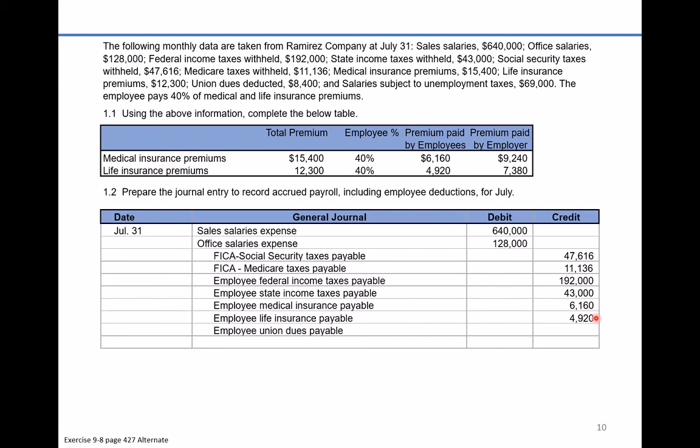Employee union dues, as we saw earlier, for the $8,400. And then what's left over? Who's going to get that? The employees. But they're going to get that in the future too, right? So a salary payable is created for the employees' portion of what they're going to get. Okay?